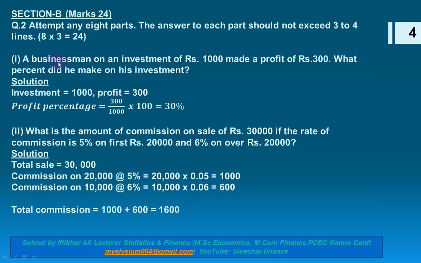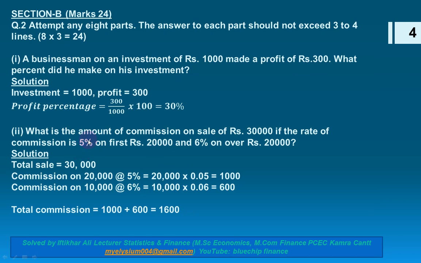Question number 1, a businessman on an investment of rupees 1000 made a profit of rupees 300. What percent did he make on his investment? Simply 300 divided by 1000 multiplied by 100 equals to 30%.